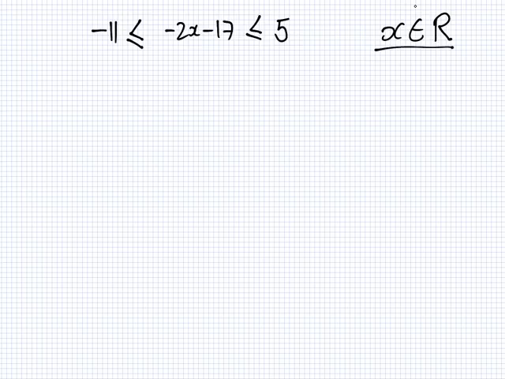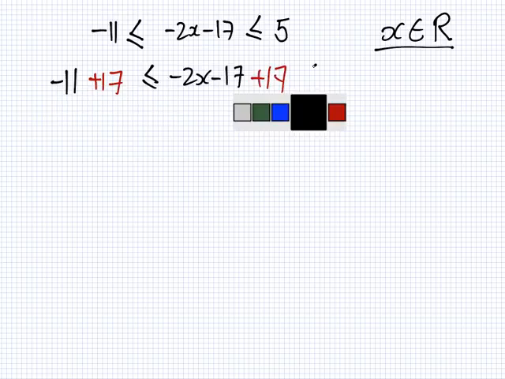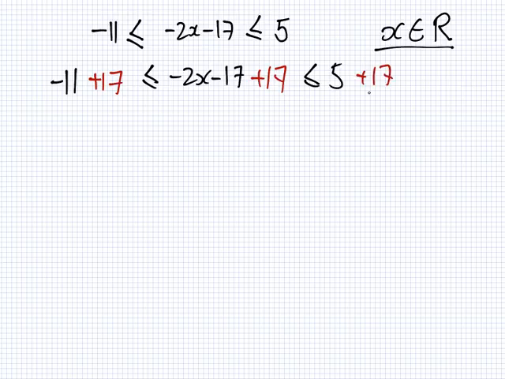Okay, so what do we need to do first here? Who remembers what to do for this one? You can separate, or the other way. Add 17 on this side. Yeah. Not minus. Add 17 to all three. So you get this one, minus 17, plus 17, and then 5 plus 17. So you add 17 to each of the three parts.